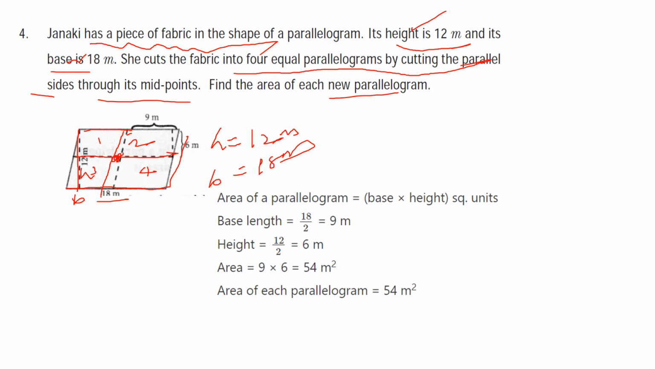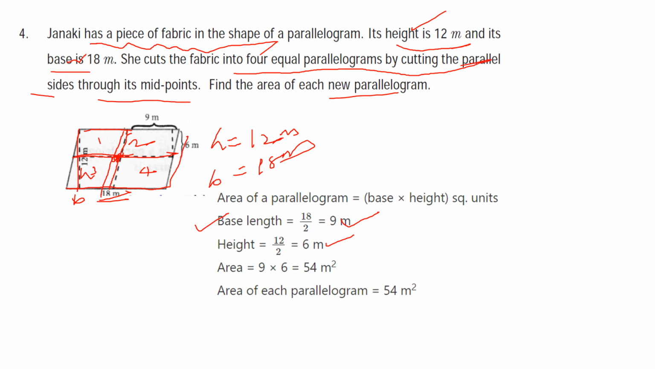By cutting the parallel sides through its midpoint. So this is the midpoint here. This one is the line. Clear? Okay. So the whole 18 meter, midpoint means 18 by 2. So base is 9 meter. Height also here 12, so divided by 2, 12 by 2 is 6 meter. So base is 9 meter and height is 6 meter.